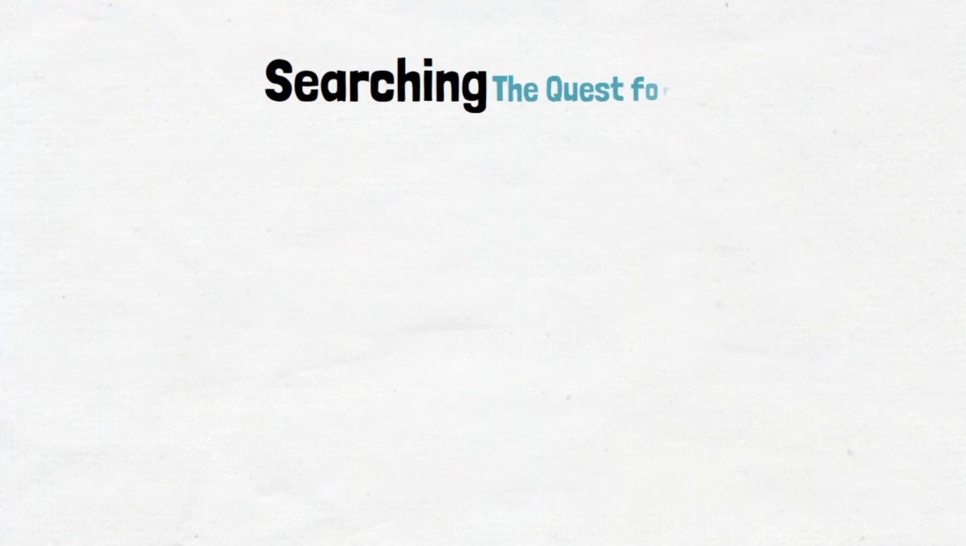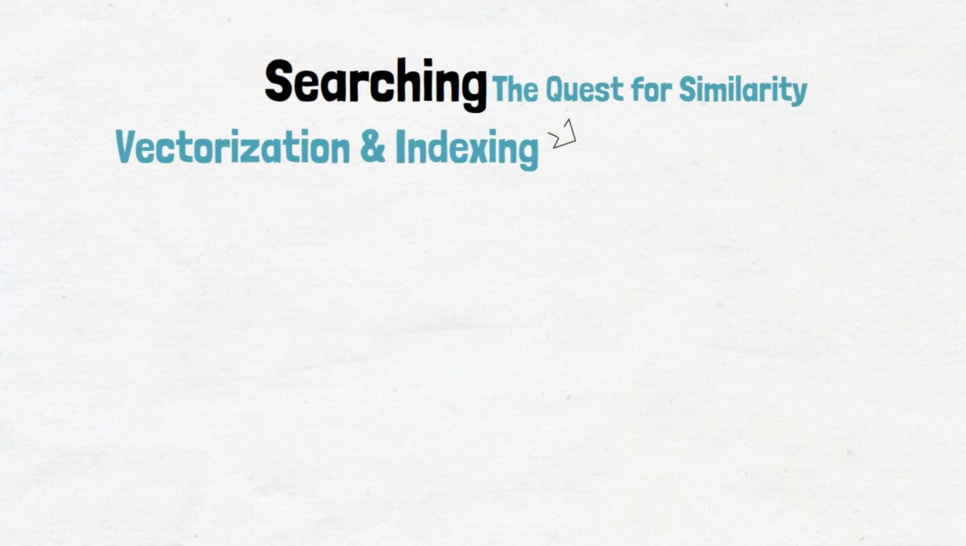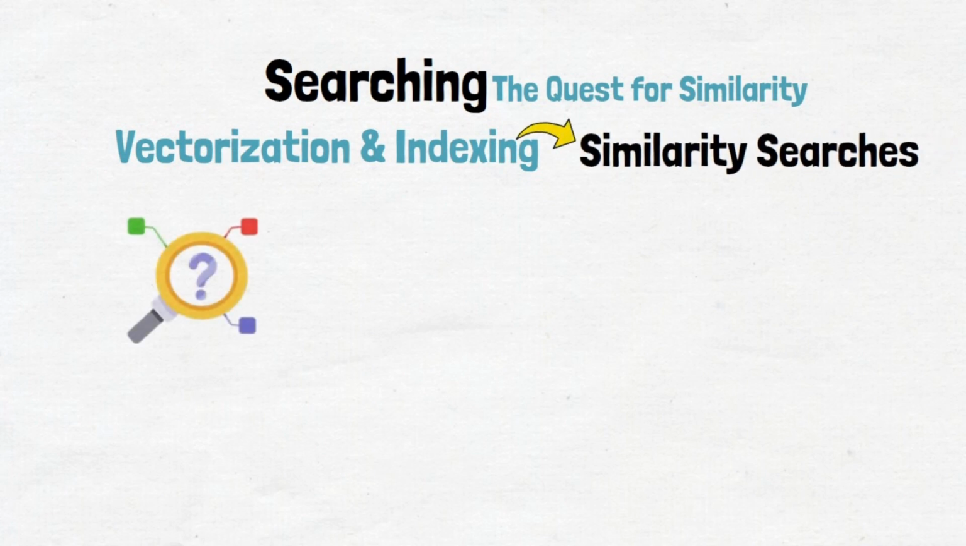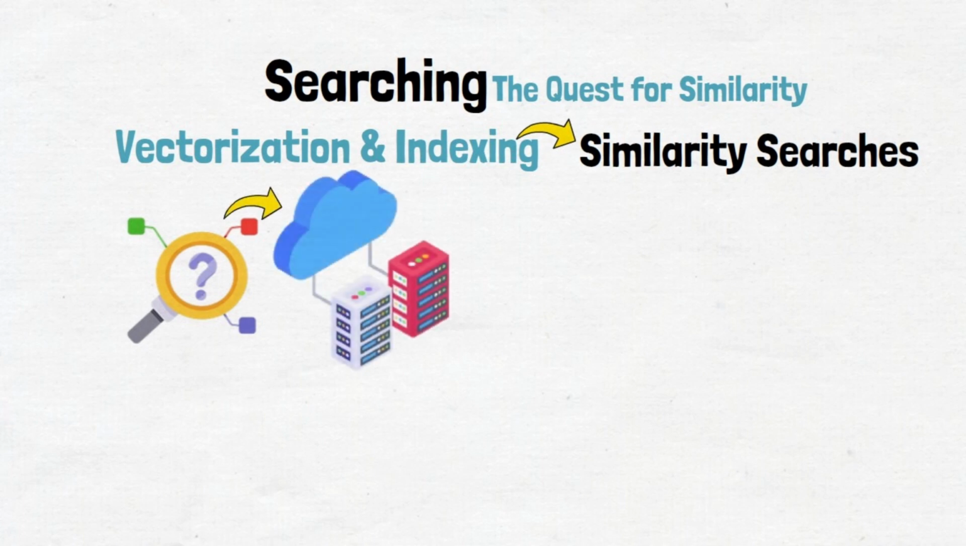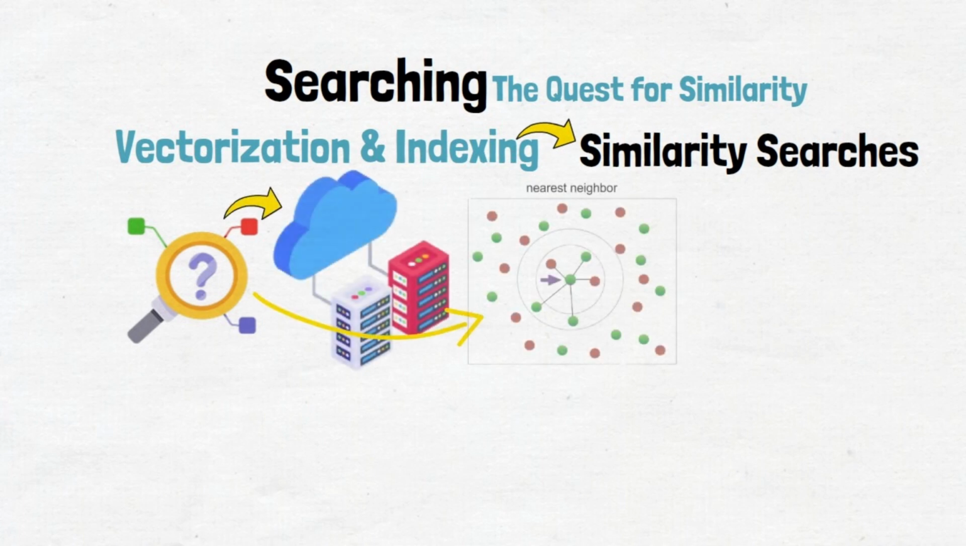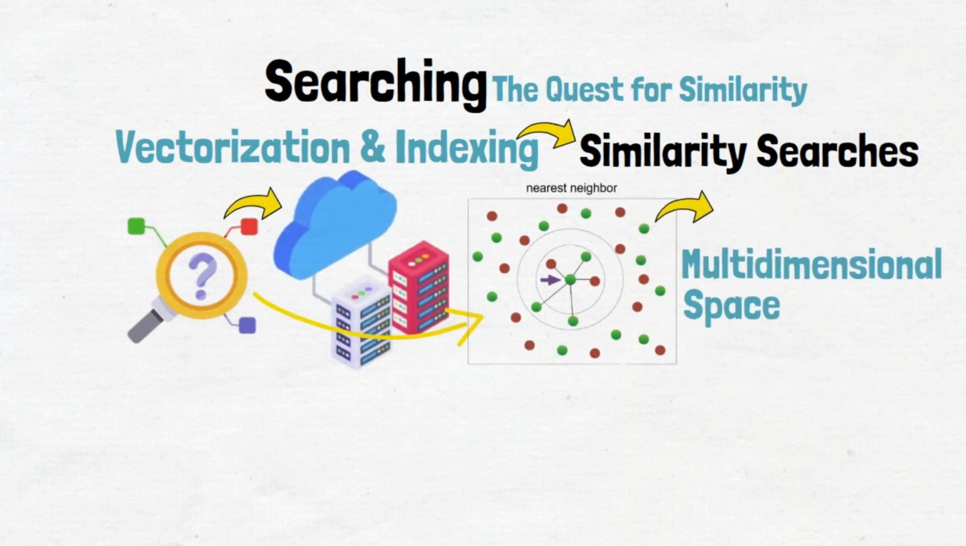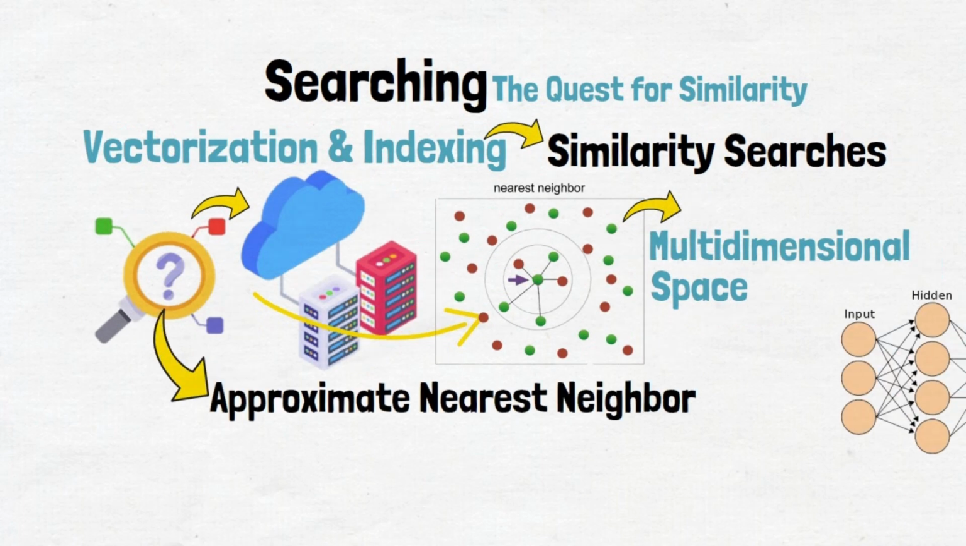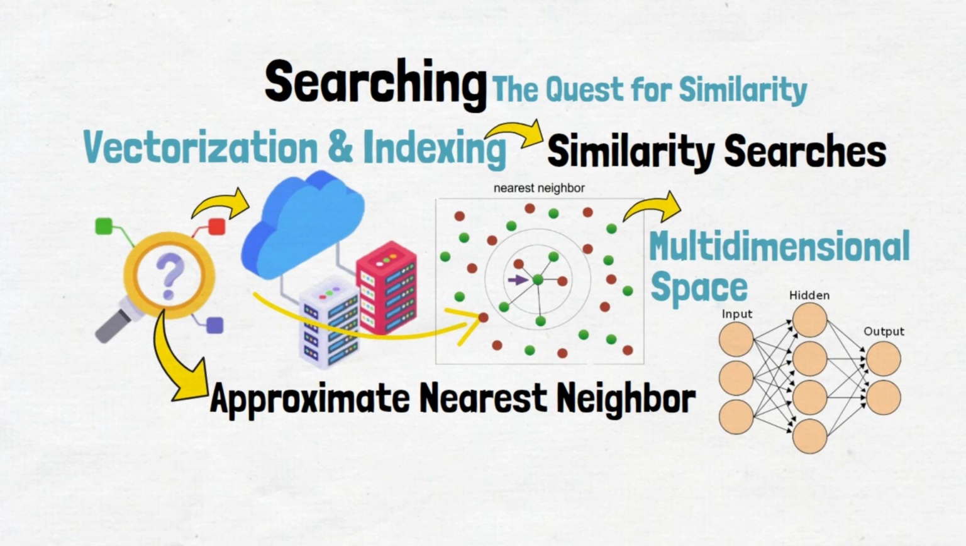Searching, the quest for similarity. The culmination of the vectorization and indexing processes is the ability to perform similarity searches. When a query vector is submitted to the database, it embarks on a quest to find its nearest neighbors within the multidimensional space. This search is powered by approximate nearest neighbor algorithms, which are engineered to quickly sift through millions or billions of vectors to identify those most similar to the query.